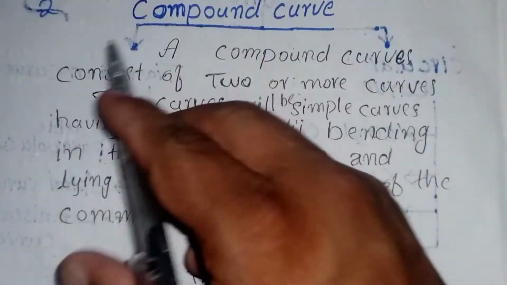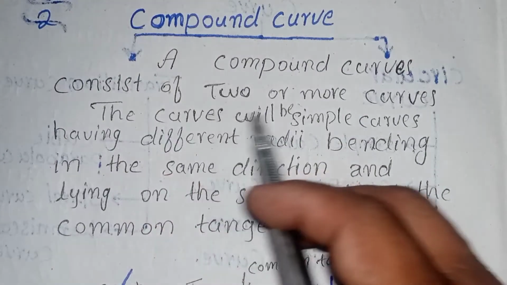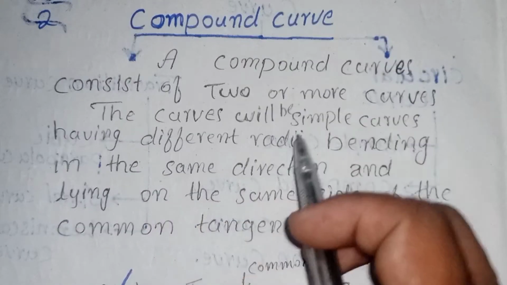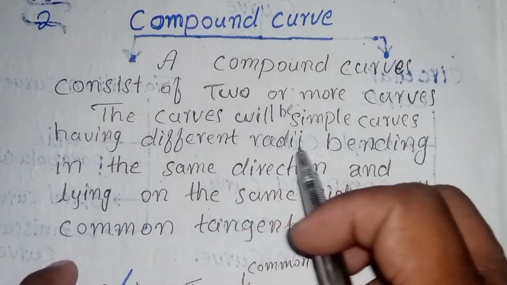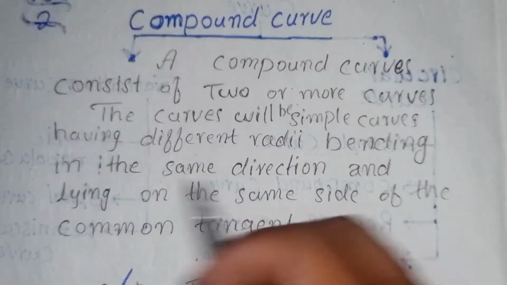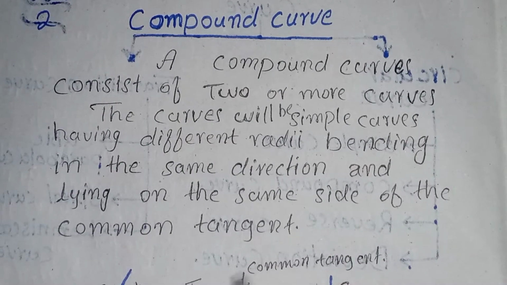The second one is compound curve. A compound curve consists of two or more simple curves, but these curves have different radii, bending in the same direction and lying on the same side of the common tangent.